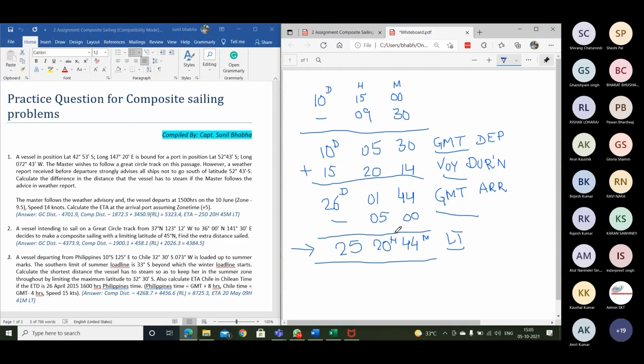So that's why जहां कहीं भी ETA की कैलकुलेशन हो, आंख बंद करके सबसे पहले GMT डिपार्चर निकालो, उसमें अपनी वॉयज ड्यूरेशन को ऐड करो एंड फाइंड आउट द GMT ऑफ अराइवल. ओके बेटा, नोटेड? सर यस सर.